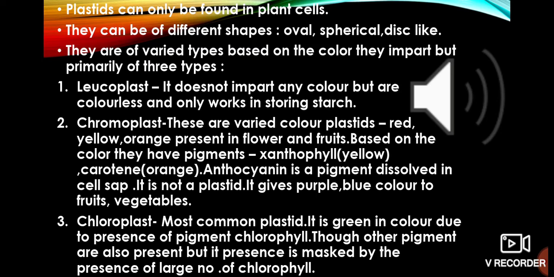Now the third type is the most common type, chloroplast, which imparts the green color to the plants. It consists of the pigment chlorophyll, and you well know about the functions of chlorophyll. So this is all about plastids.